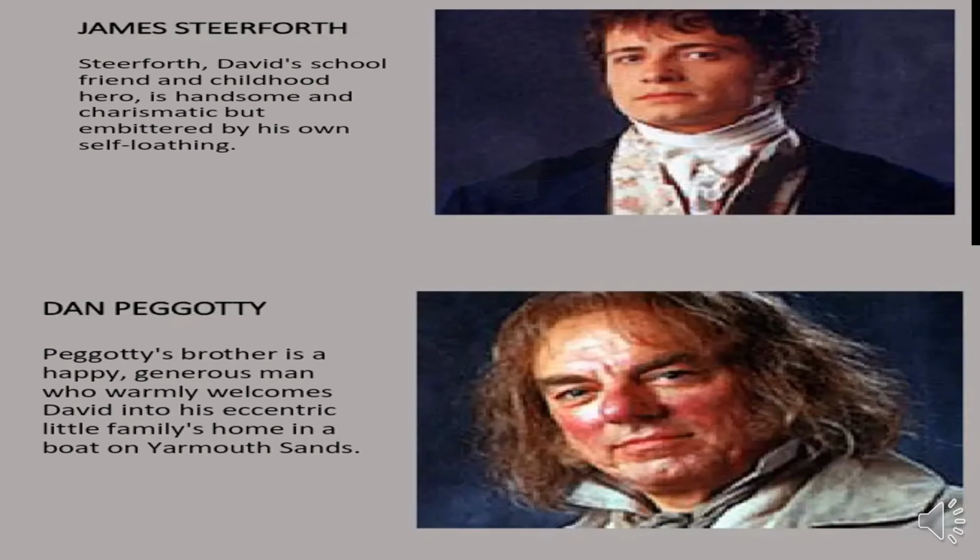James Steerforth. Steerforth, David's school friend. He was the oldest boy at Salem House. He came from a noble family. He was feared by other students. He had a great power over others and had a great power over David himself. He was responsible for firing Mr. Mell. He broke the heart of a girl called Rosa as he left her and hit her with a knife. He was immoral. He ran away with Emily and didn't marry her.